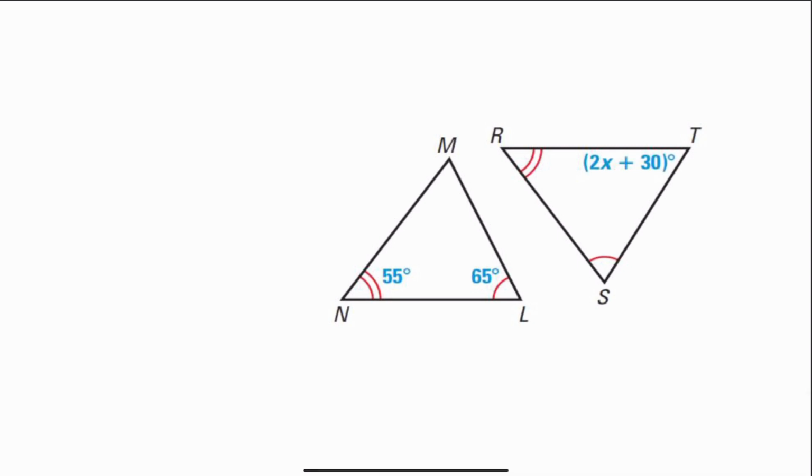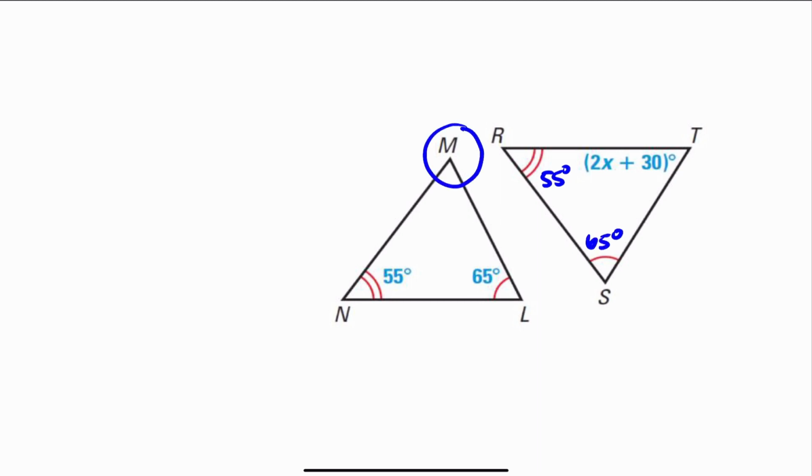All right, so find the value of x. I can see that there are two arcs here. There are two arcs there. This has to be 55 degrees. And then I see that this is one arc here, and this is one arc here. This has to be 65 degrees, okay?